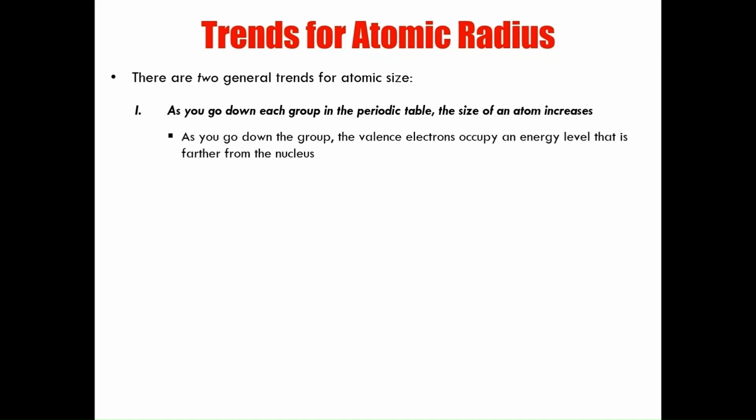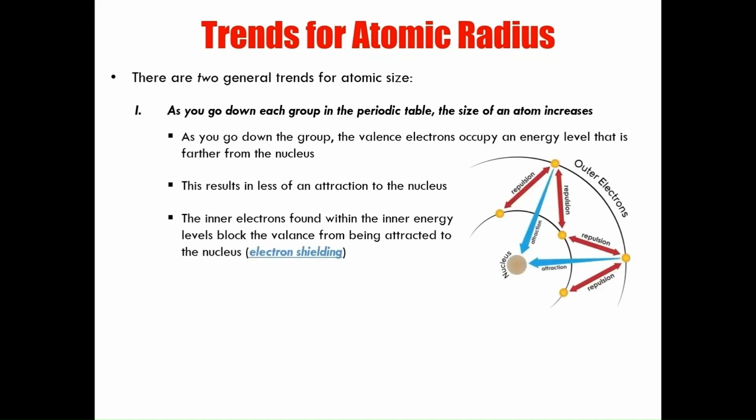As you go down each group in the periodic table, the size of the atoms increases. The lower in a group you go, the further the valence electrons are from the nucleus. This results in an outer electron sensing less attraction to the nucleus, which is due to a phenomenon we call electron shielding. Electron shielding is exactly what it sounds like.